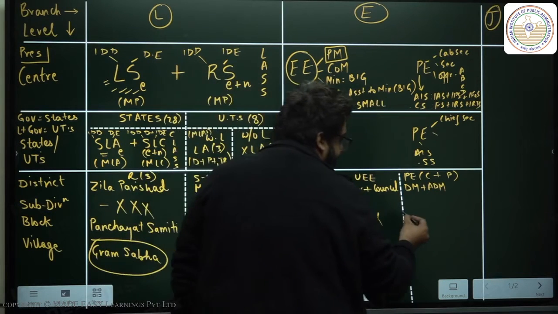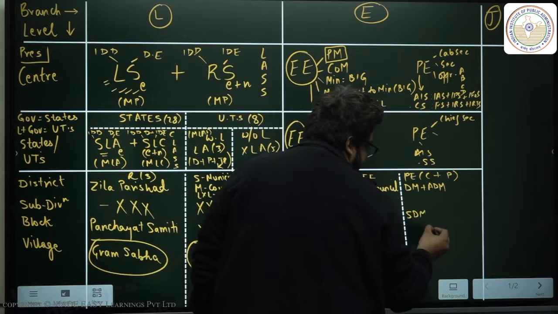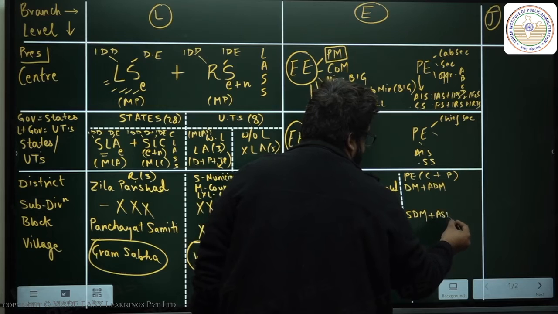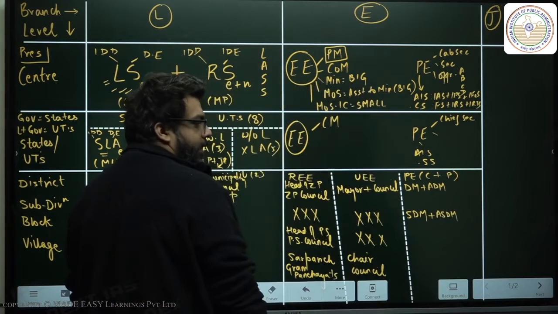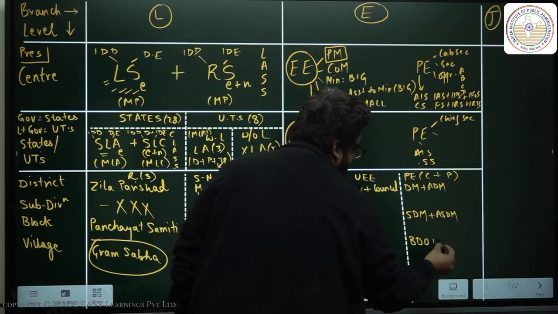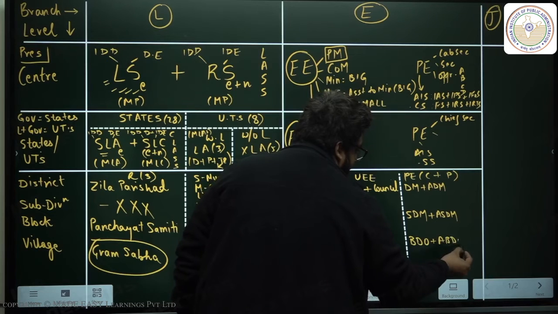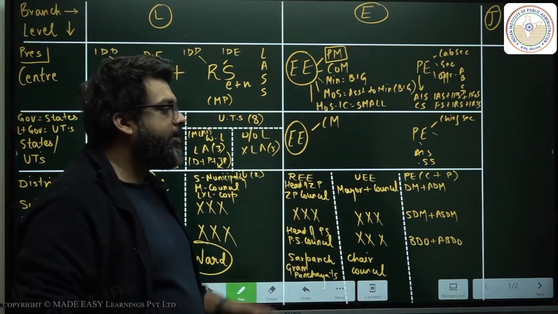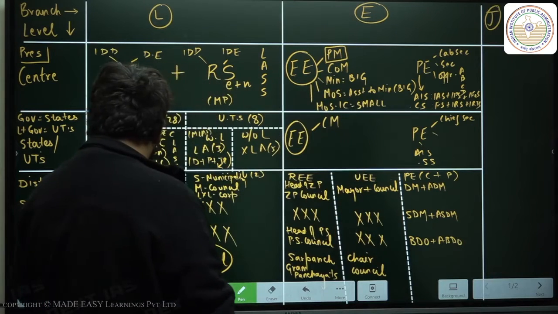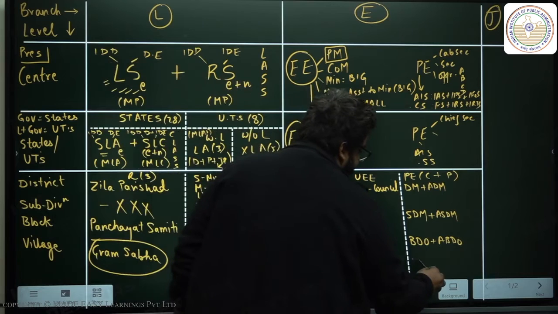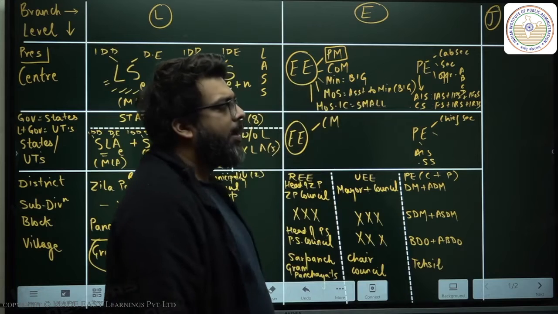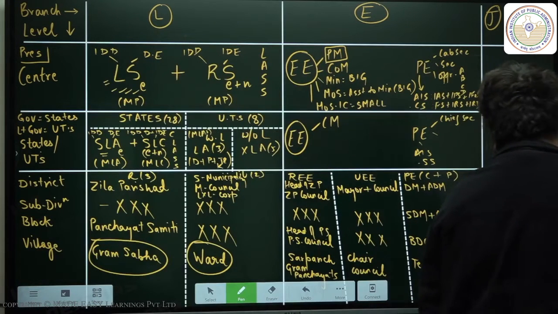Then at the subdivision level, you have SDMs. And of course, you have assistant subdivisional magistrates. Similarly, at the block level, you have BDOs and you have assistant block development officers. At the SDM level too, you have ASDMs, one of whom will be land, law and order, etc. And then at the village level, you will have tehsil related officers. Okay, Patwari, tehsil, etc.